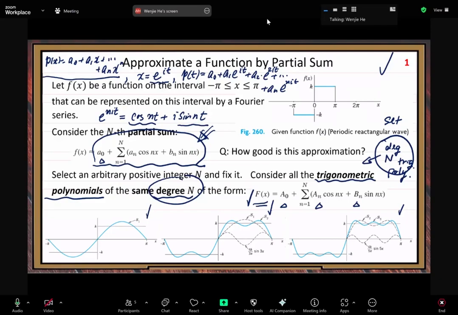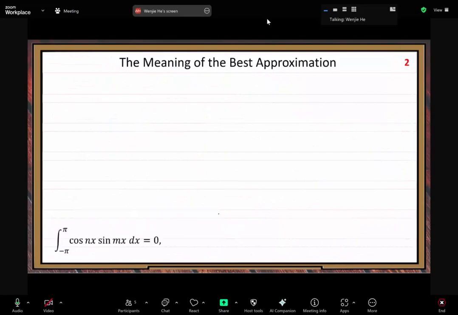So now we want to do the calculation, based on this understanding. The question we want to answer next: which one in the set has the best approximation? The goal of our calculation first needs the meaning of the best approximation. I mentioned this question before, but here we need to answer it.